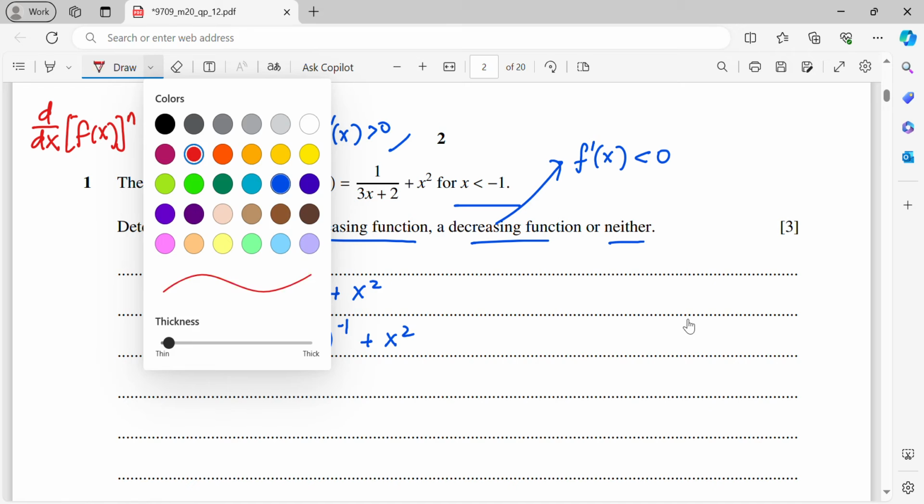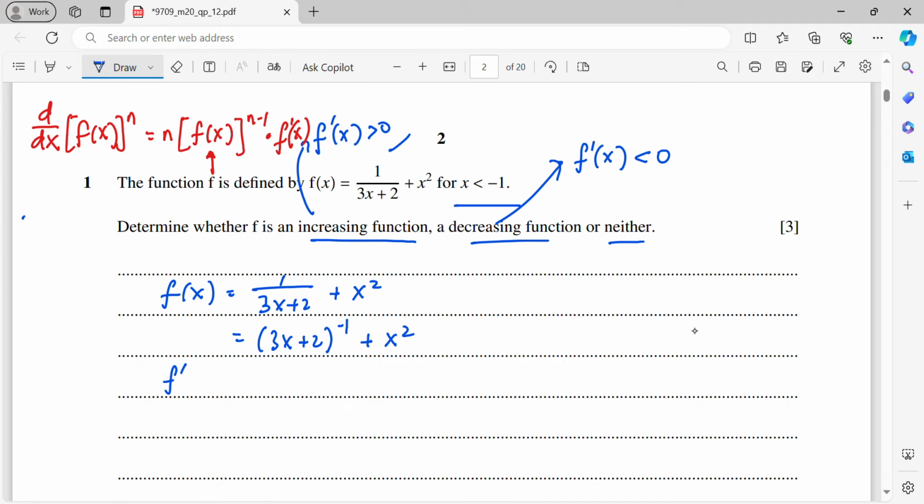So now from here, I will write f'(x). I will bring down the minus 1. It will be minus (3x+2). The power instead of minus 1 now becomes minus 2 because you minus 1 from minus 1. Then when you differentiate the bracket, differentiate 3x+2, you will get 3. Now followed by differentiating the x squared, so it will be 2x.